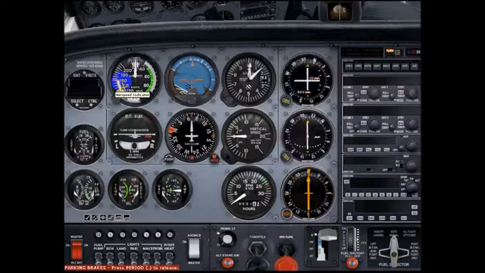We never ever want to be above 160 in this aircraft. And these markings would vary for different types of aircraft. This airspeed indicator is built and calibrated for this particular aircraft, so we need to be mindful of that.